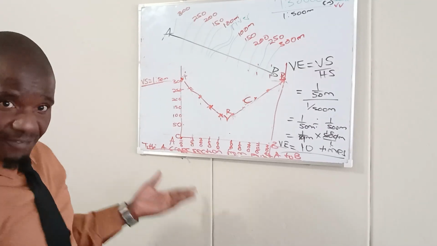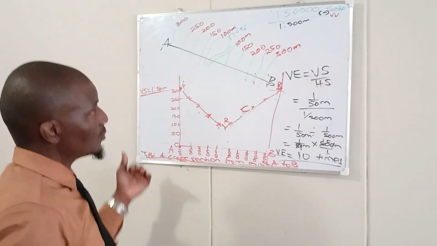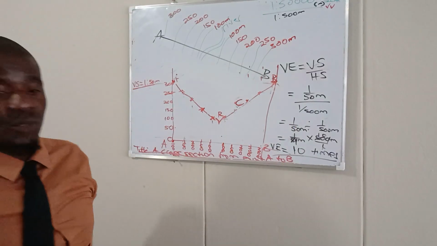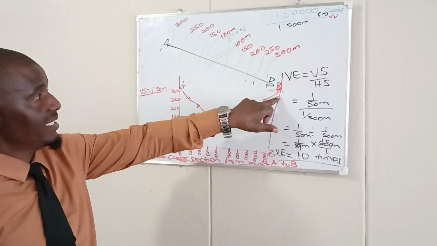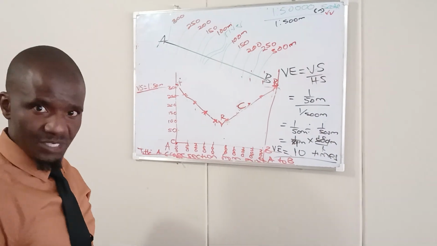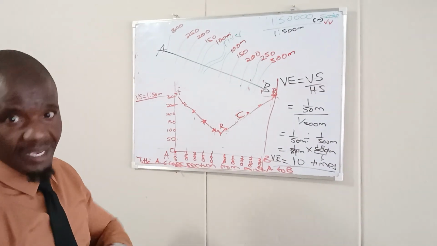Then from there, I've talked about intervisibility. Are you able to see one point from another without any obstruction along the line of vision? Here you can see A from B, which means there's intervisibility. You can clearly see there is no obstruction.